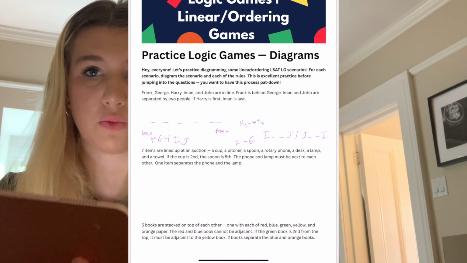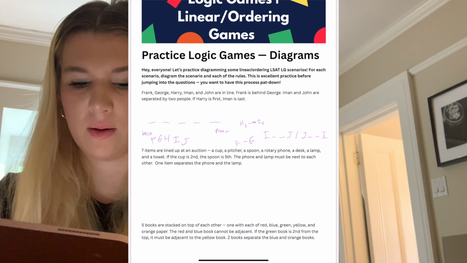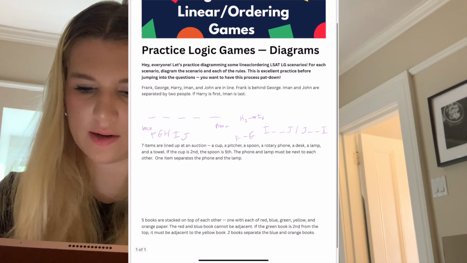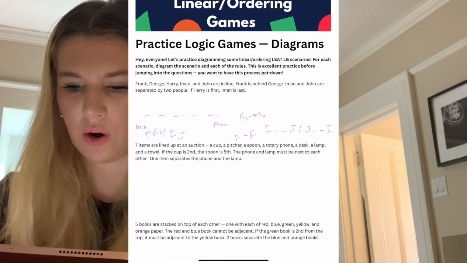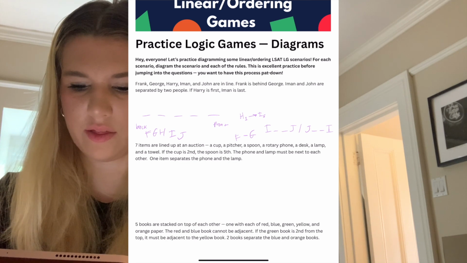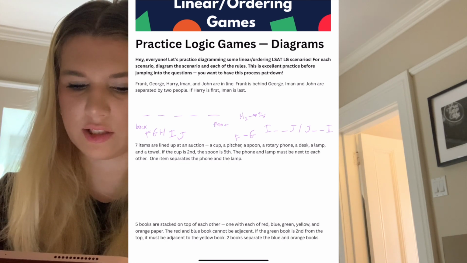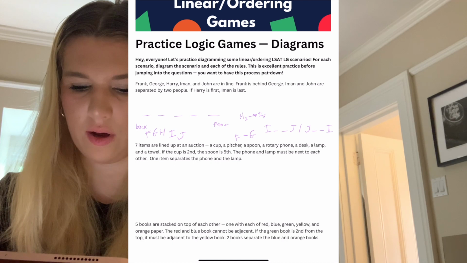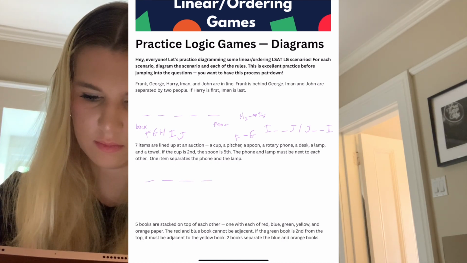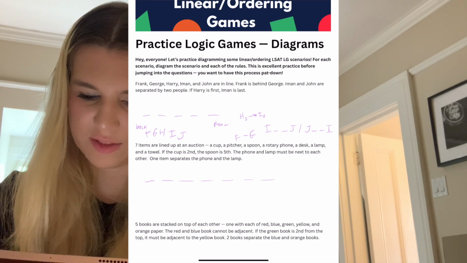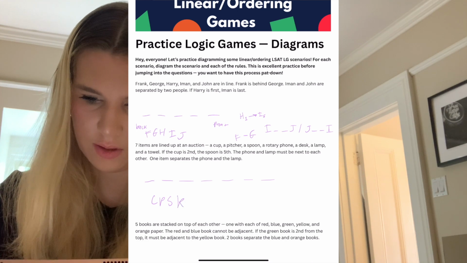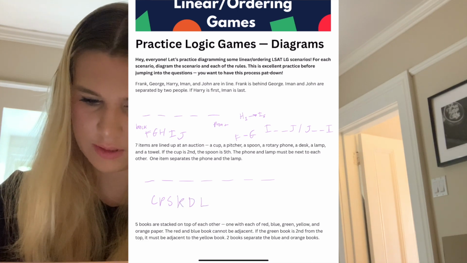And for this one, I really do want you to pause and try to diagram it yourself before you see what I do. So they tell us how many items there are. There are 7 items lined up at an auction: a cup, a pitcher, a spoon, a rotary phone, a desk, a lamp, and a towel. If the cup is second, the spoon is 5th. The phone and lamp must be next to each other. 1 item separates the phone and the lamp. So 7 items, so 7 spaces. And we have, sorry about my dog, we have a cup, pitcher, spoon, rotary phone, desk, lamp, towel.